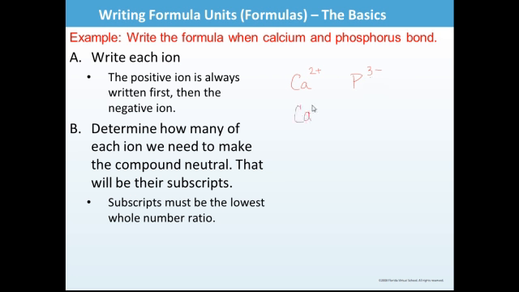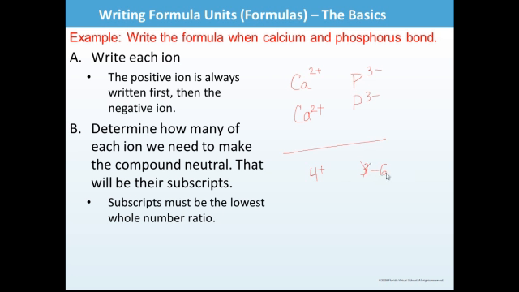Therefore, I'm going to need another calcium ion, because remember, calcium always has a 2+ charge. We cannot change that. Now I have a total of 4+, right? If I were to add up my charges, I have a 3-, 4+, 3-, that does not equal 0, does it? Therefore, I have to have at least 1 more phosphorus because I have too many positives. So now I need another phosphorus. Well, now I have a total of 6-.